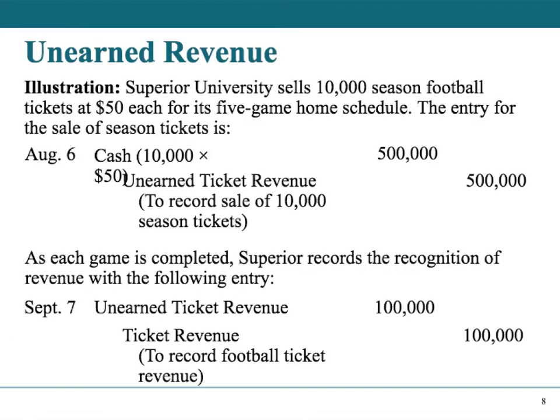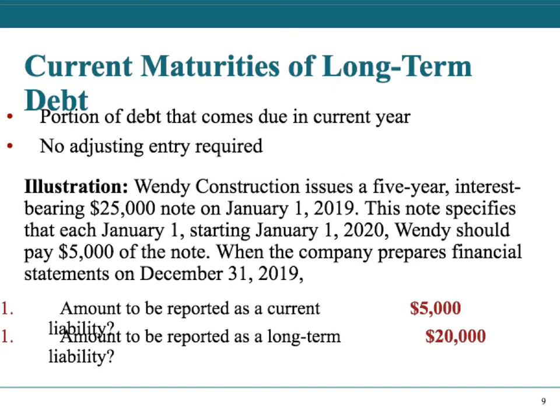Let's take a look at this one. Superior University sells 10,000 season football tickets, $50 each, for a 5-game home schedule. In this case, cash received will be $500,000, and then we credit a liability, unearned ticket revenue, for $500,000. As we complete each game, because there were 5 games, 1/5 could be recognized as revenue. So we debit or reduce unearned ticket revenue and credit ticket revenue to recognize the true revenue that we now earn.